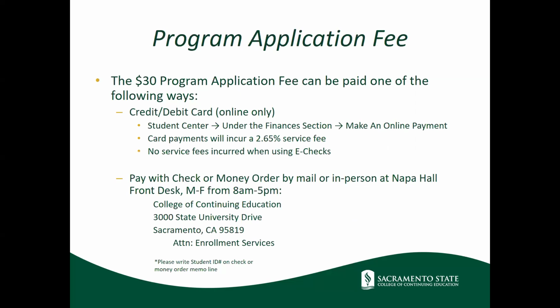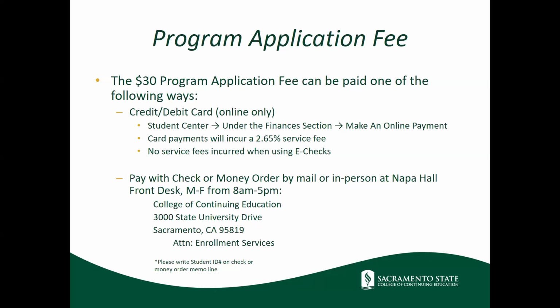The program application fee. The $30 program application fee can be paid one of the following ways. The first is by credit or debit online via the Student Center in your MySacState account. Once in your Student Center, locate the Finances section and click Make an Online Payment. There is a 2.65% service fee for card payments, but there is no service fee for e-checks.